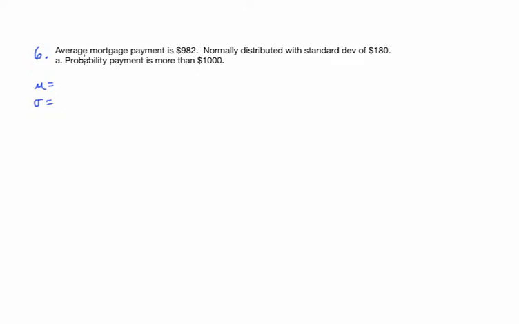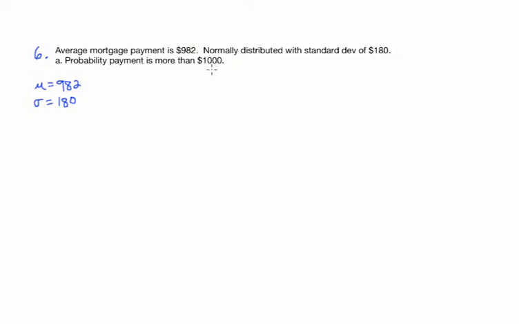6A, we're talking mortgage payments. The average mortgage payment in the US is $982. It's normally distributed, with a standard deviation of 180. Find the probability it's more than 1,000.